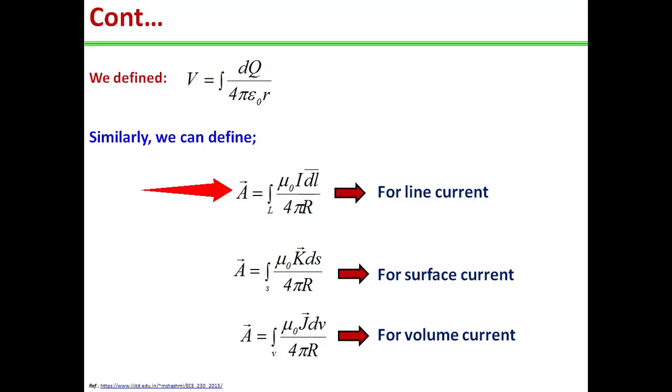For the line current, magnetic vector potential A can be written as line integral mu naught I dl divided by 4 pi r. For the surface current, magnetic vector potential A can be written as surface integral mu naught K ds divided by 4 pi r. And for the volume current, magnetic vector potential A can be written as volume integral mu naught J dv divided by 4 pi r, where I is the line current, K is the surface current and J is the volume current.